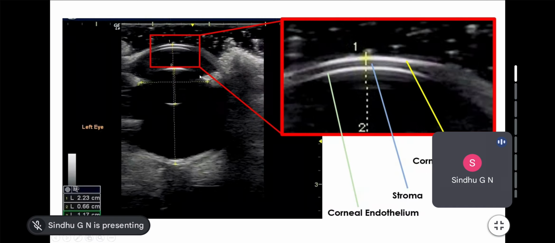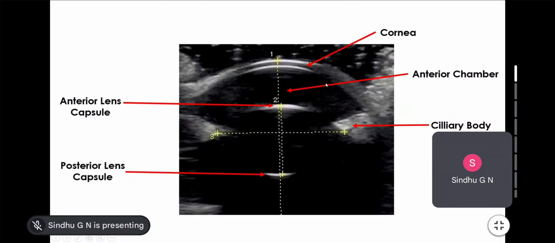And then comes the anterior chamber. So corneal epithelium, stroma, endothelium, and the anterior chamber beneath that. Then the anterior lens capsule, posterior lens capsule, and the ciliary body holding the lens. This is the entire lens. A normal lens will be visible as one line above and below only. Inside it will be fully black.